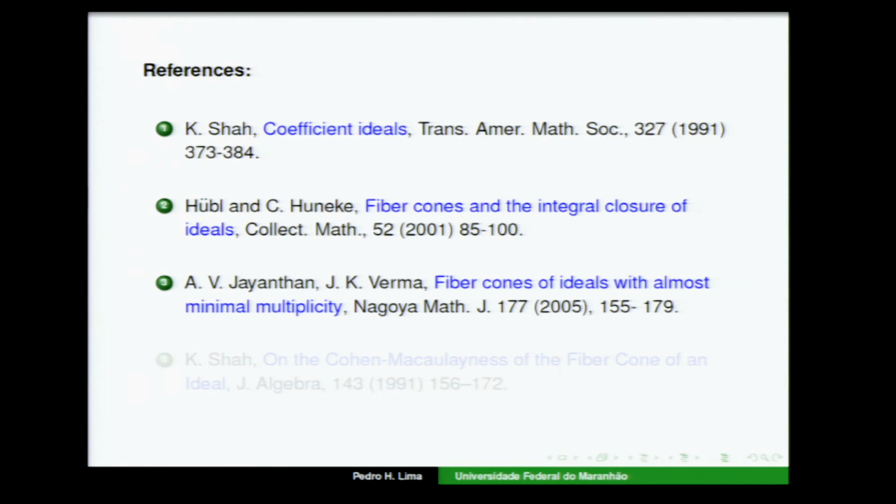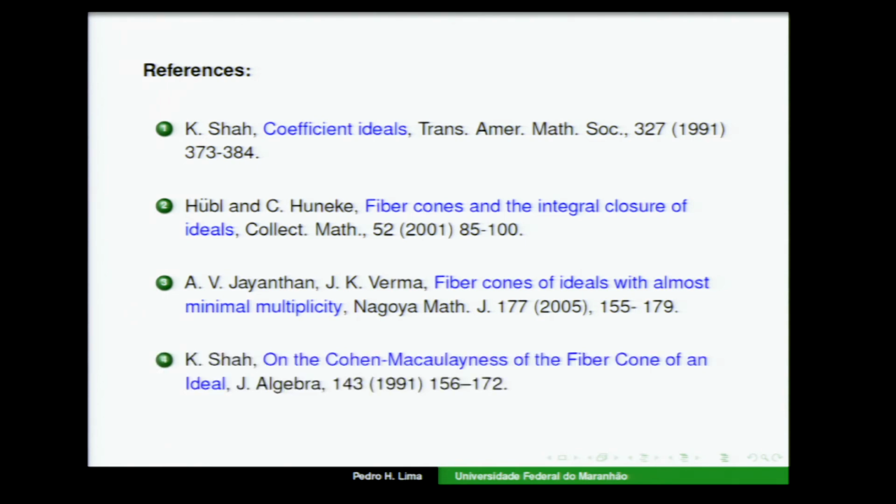Well, during this talk, I wrote some articles, but I didn't give a better reference. So the first one, our main motivation, is the article Coefficient Ideals from Shah. The second one, we got one application for this ideal inspiration. The third one, we got the Ratliff-Rush ideal with respect to the maximal ideal M, and also the last one, another article from Shah.